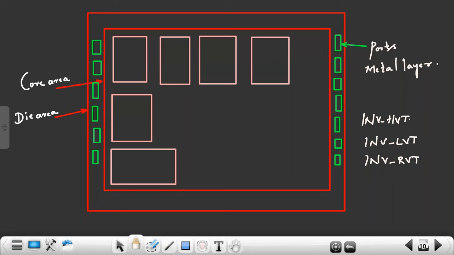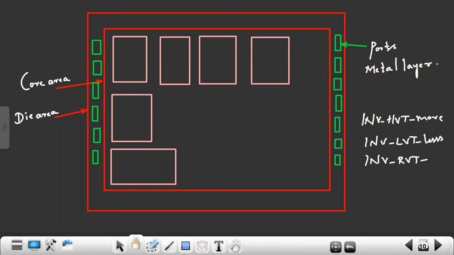See, high threshold voltage has more delay. Low threshold voltage has less delay. And RVT has moderate delay. So which one is better? LVT is better, right? Because it has less delay. But LVT has more power consumption. If it has less delay, it's not so easy, right? Even it has more power consumption.